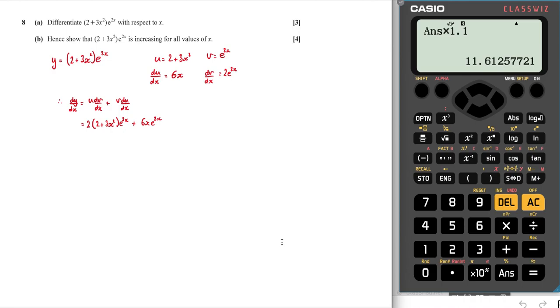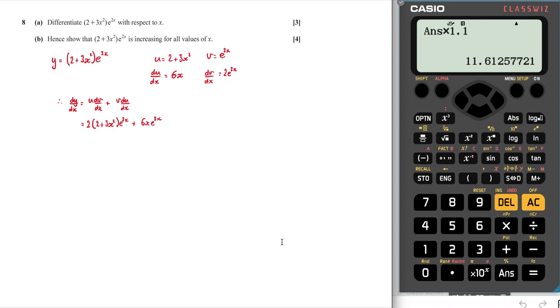And because I don't want to make my job any harder than it needs to be, I'm not even going to bother looking to see if it does tidy up at all. I'm just going to leave it in that form. I don't want to spend time doing things I don't need to do. Hence, show that 2 plus 3x squared e to the 2x is increasing for all values of x.